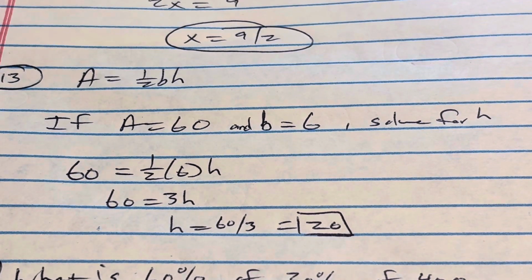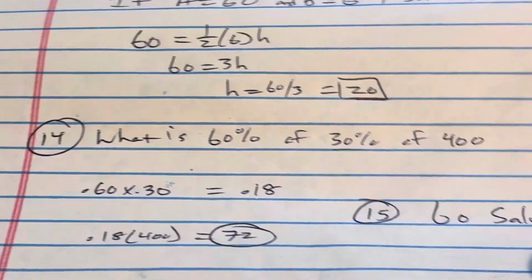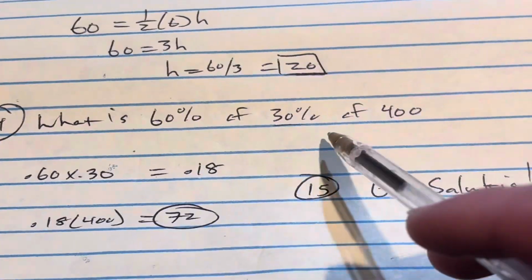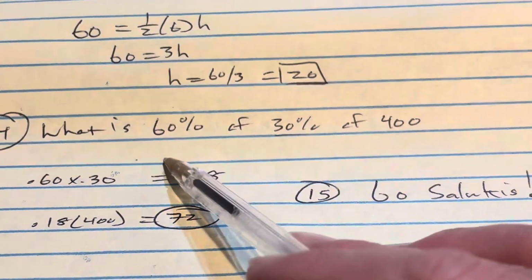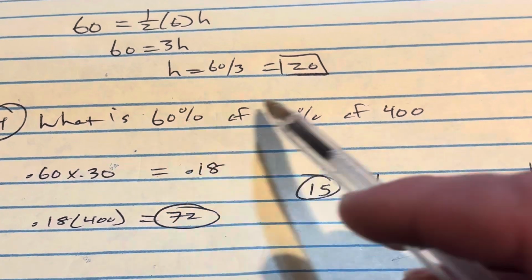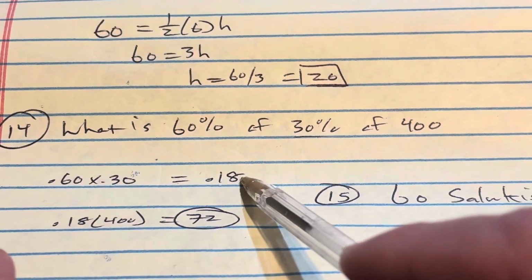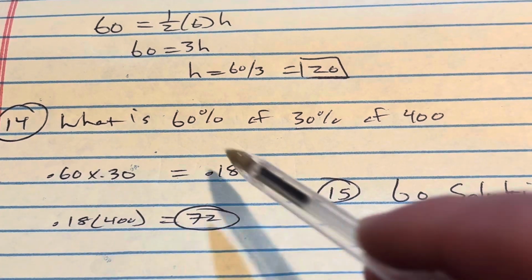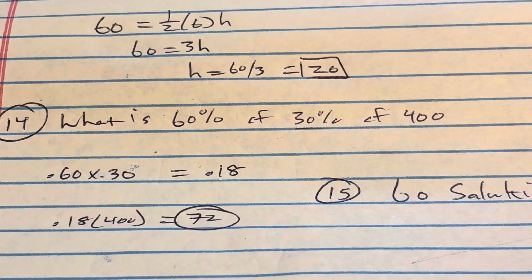All right. And here we go, 14. What is 60% of 30% of 400? I mean, you can take it bit by bit, but 60% of 30%, you can do 0.6 times 0.3. So it's really 18%. 18% of 400, so it's 0.18 times 400, 72.